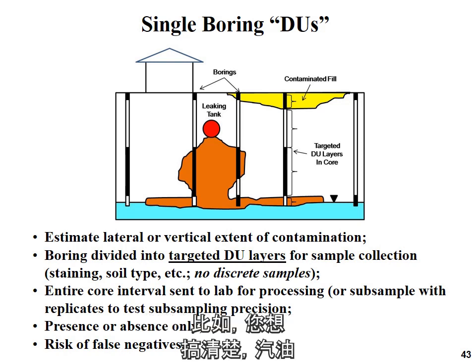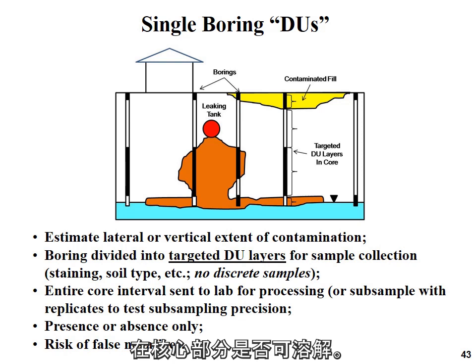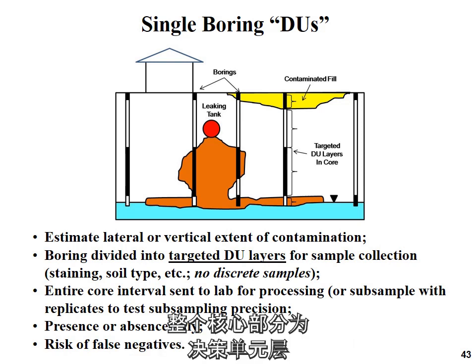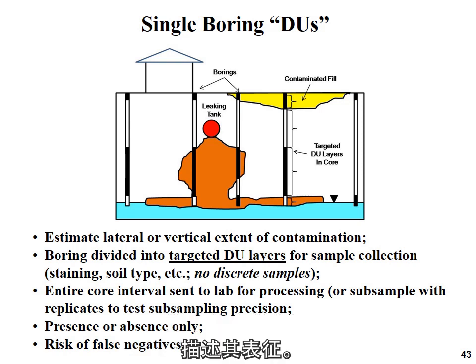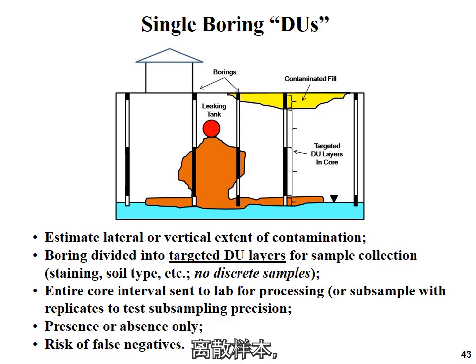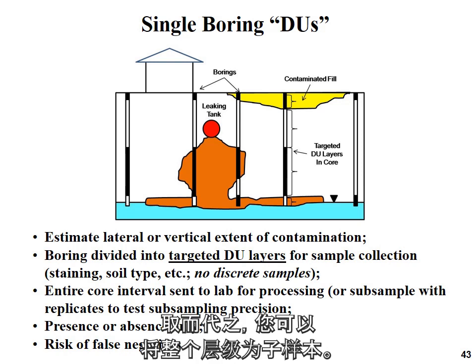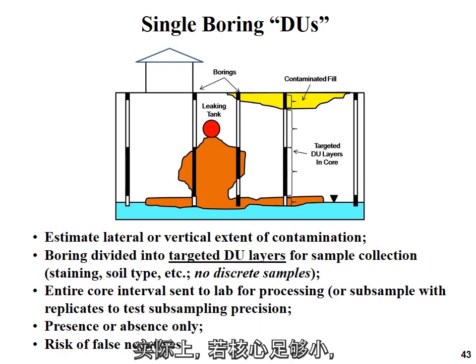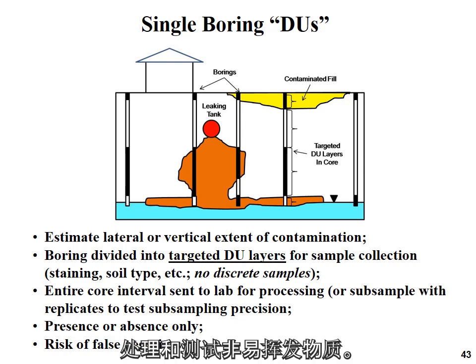Let's say you wanted to know what the concentration of gasoline, or maybe it's a solvent, within that section of the core. In this case, you would designate the entire section of core as a decision unit layer for characterization. Again, instead of collecting a random discrete sample out of each one of these targeted layers, you would subsample that entire layer. Actually, if the core is small enough, you would just take that entire layer, put it in a Ziploc bag, and send it to the laboratory for testing. And they would dry it, sieve it, process it, and test it for non-volatiles.